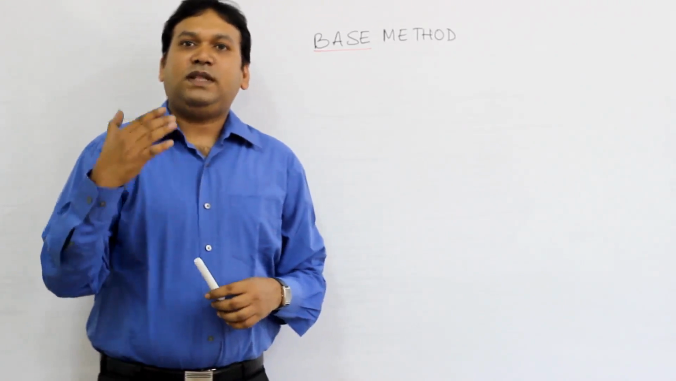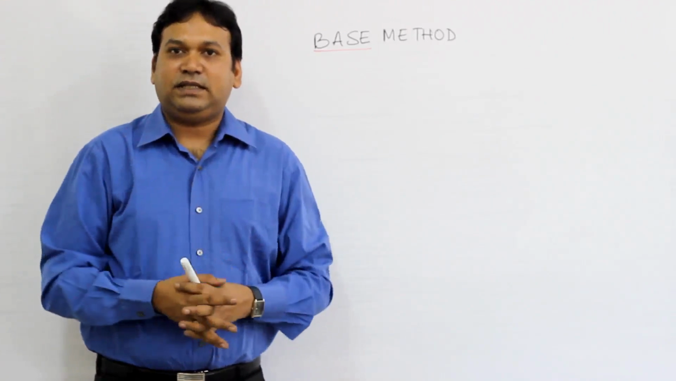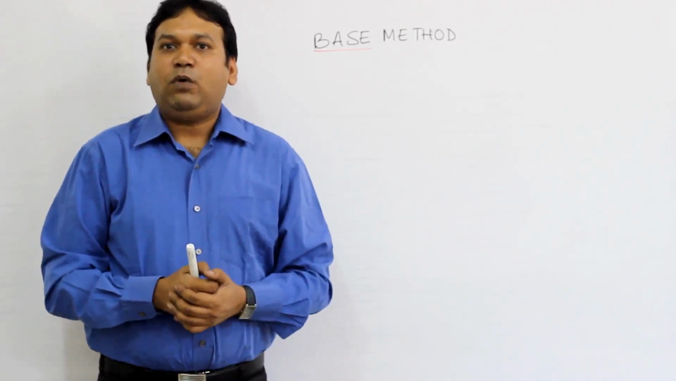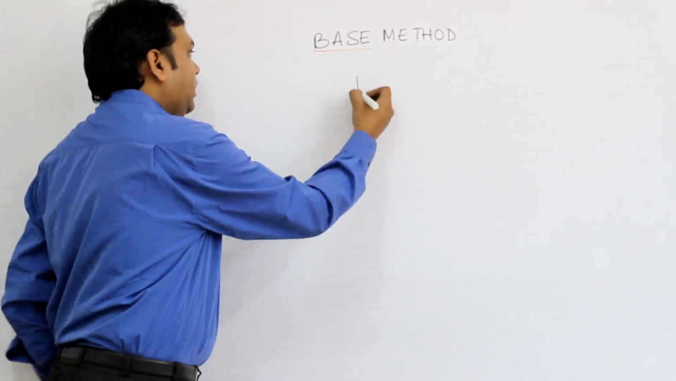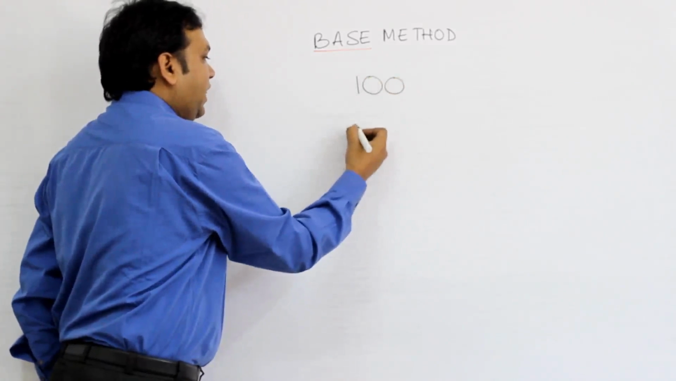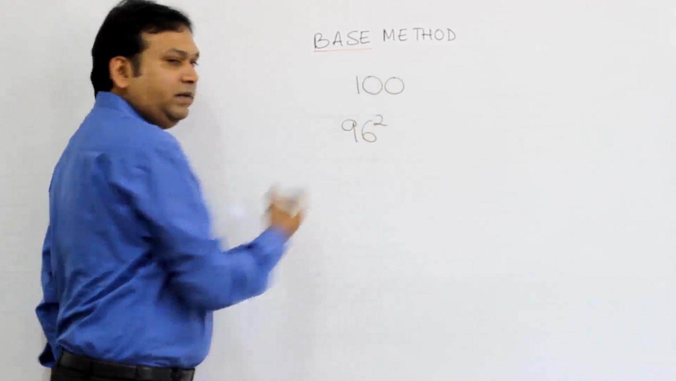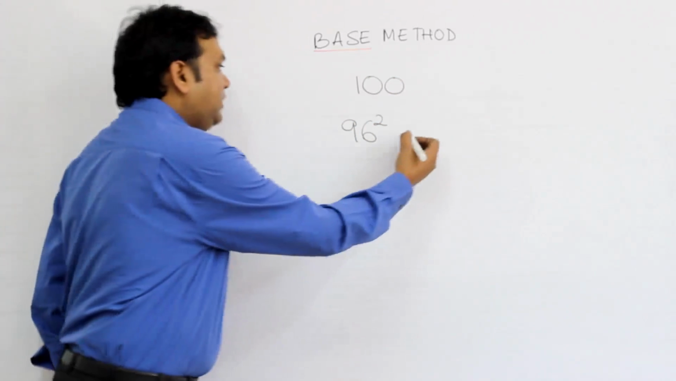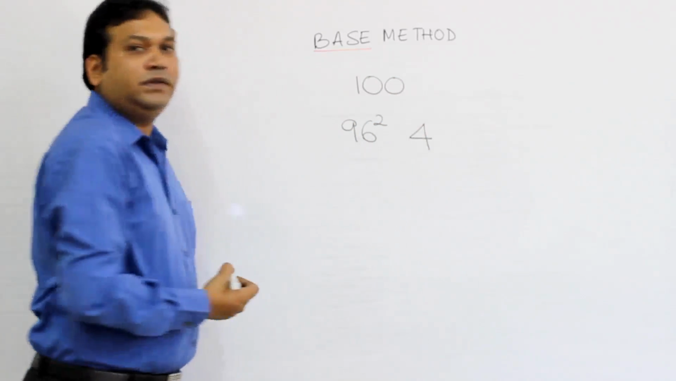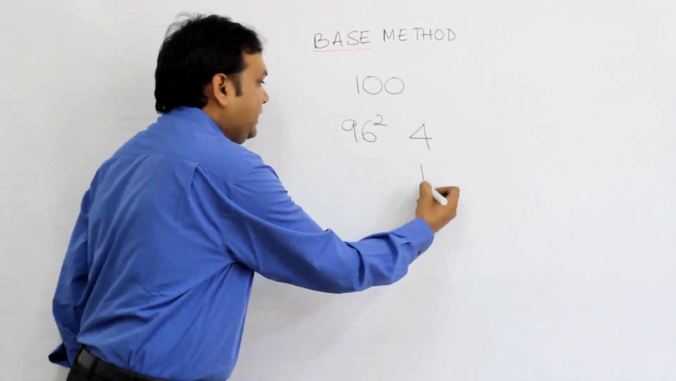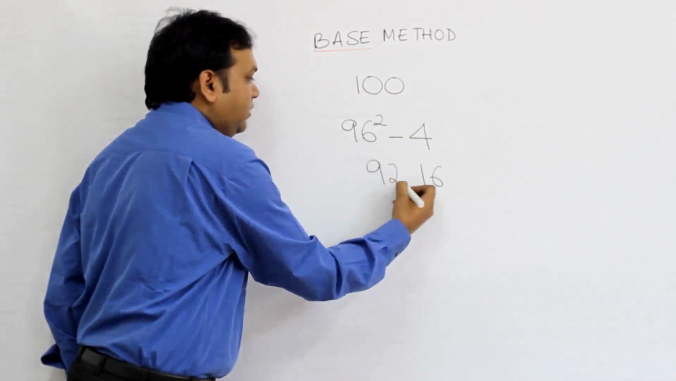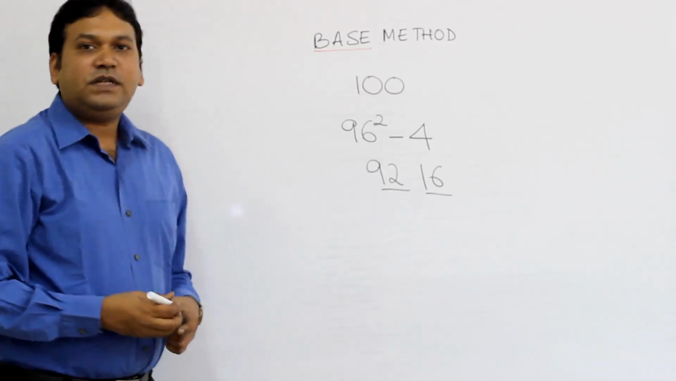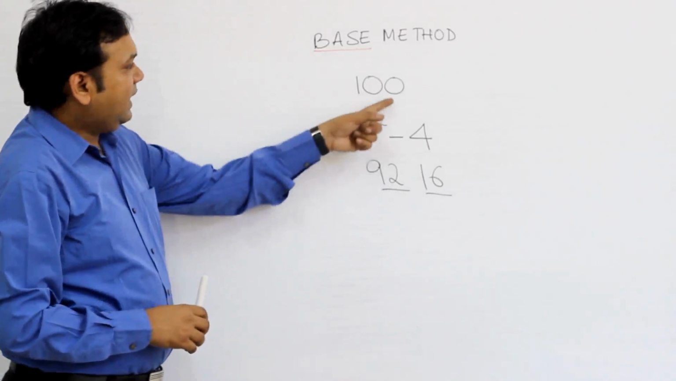What if the number was less than the base? 100 is the base here. Let's say 96 square. So we have 96, which is less than 100. And how much less is it? 4. What is 4 square? 16. And we can subtract here: 96 minus 4 is 92. 9216.